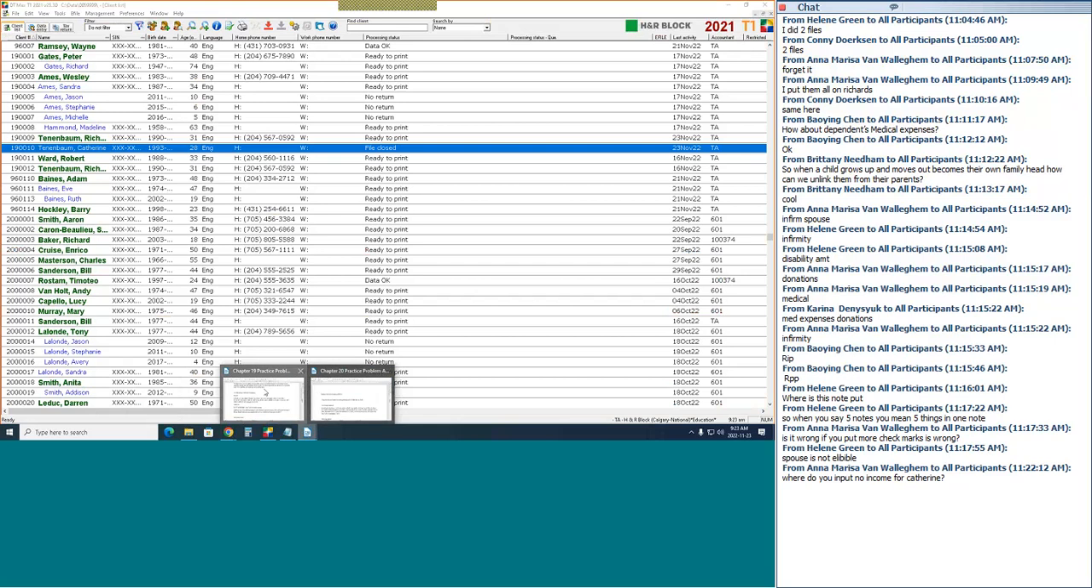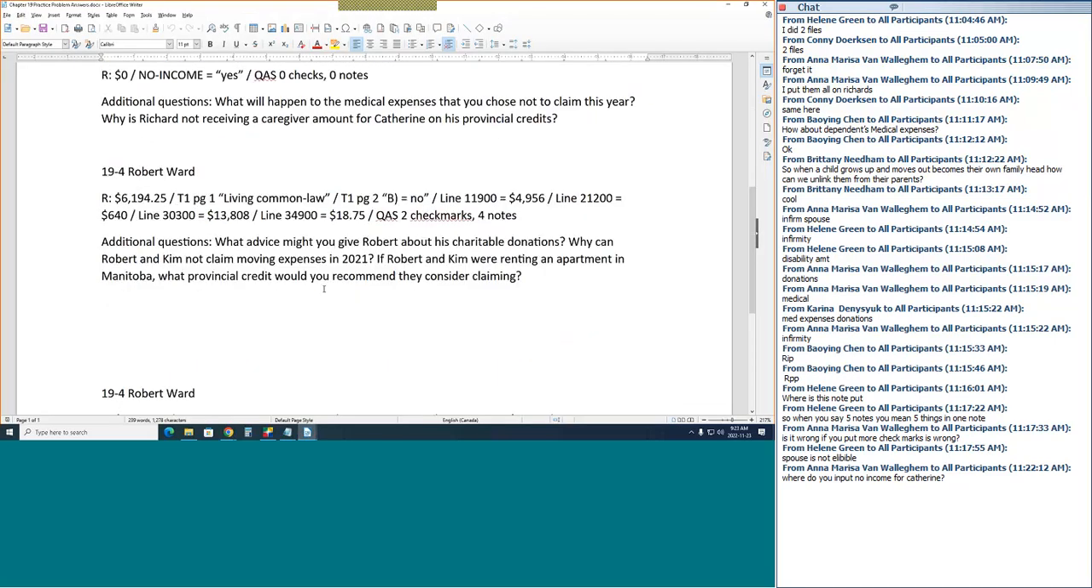And let's take a look at Robert Ward next. So we have Robert Ward, who is living common law, and we have Kim, who doesn't want to file a return, doesn't have any benefit of filing a return. In this case, how many tax returns did you create? How many tax files did you make? So Karina says 1. Helene says 1. I agree.